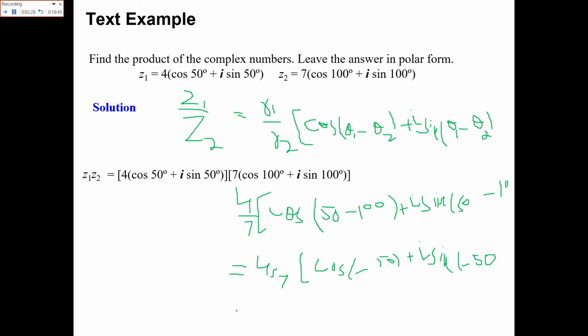So the final expression came 4 over 7. Here if you have a negative sign in front of cos with angle, it will becomes positive. So it will becomes cos 50. Here the negative sign in front of sign will comes out: minus iota sine 50. This is basically the answer for the given numerical.